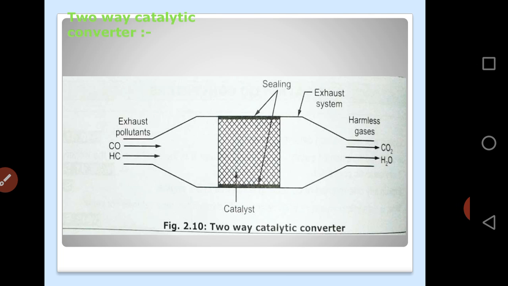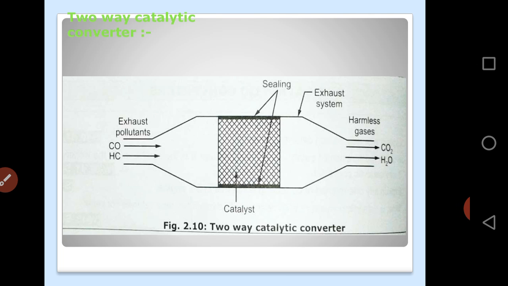The different gases present in the exhaust gases, such as oxides of nitrogen, hydrocarbons and carbon monoxide, enter the catalytic converter, and we try to convert those gases into carbon dioxide, water and pure nitrogen, which are not that harmful to the environment. For doing that we are using some catalyst.